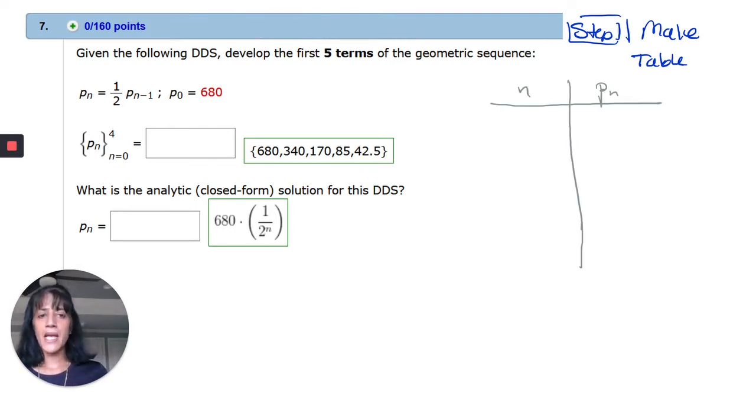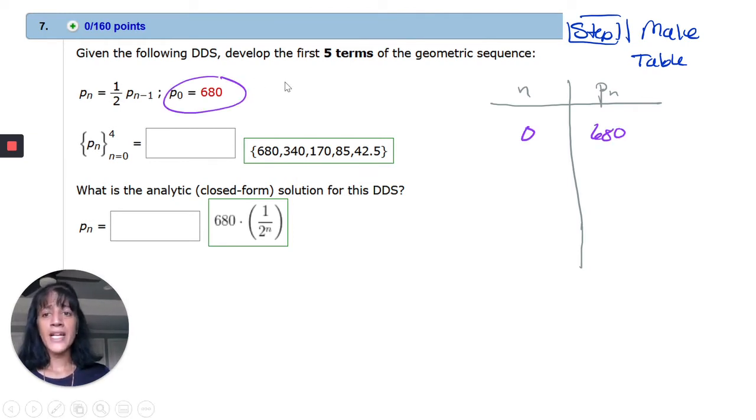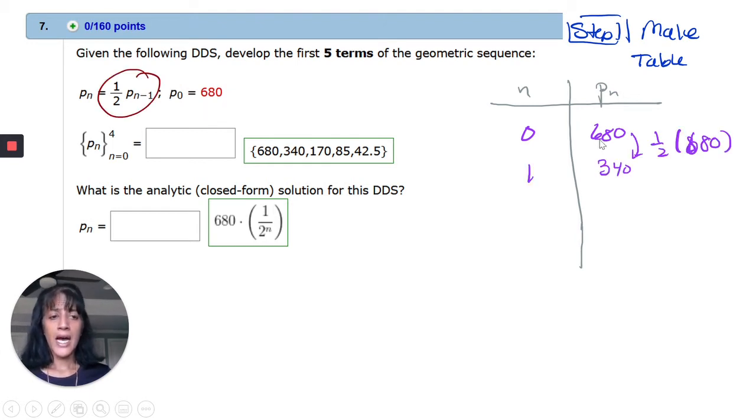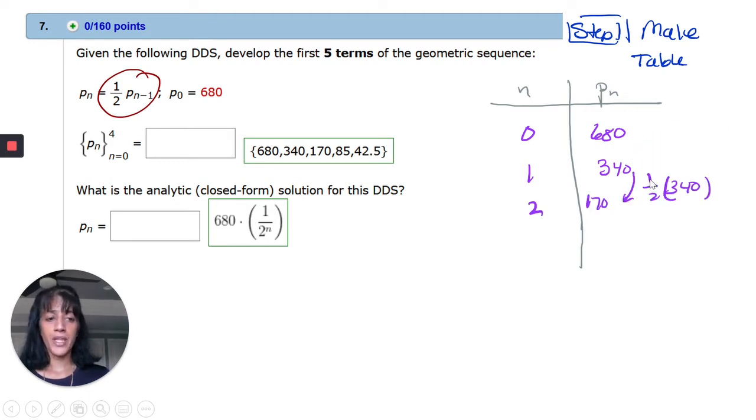Step 1 is to make the table. When n is 0, P0 is 680, so that's what goes in first. How do I get to the next step? I use the recursion formula, which says to get to the next step, I have to take half of the previous. So half of 680 is 340.